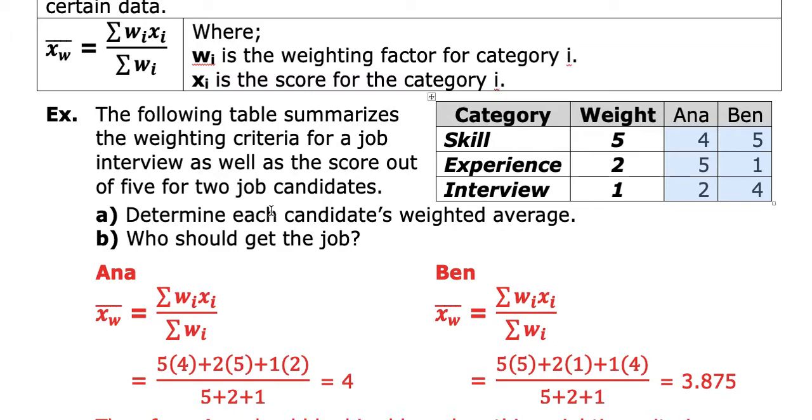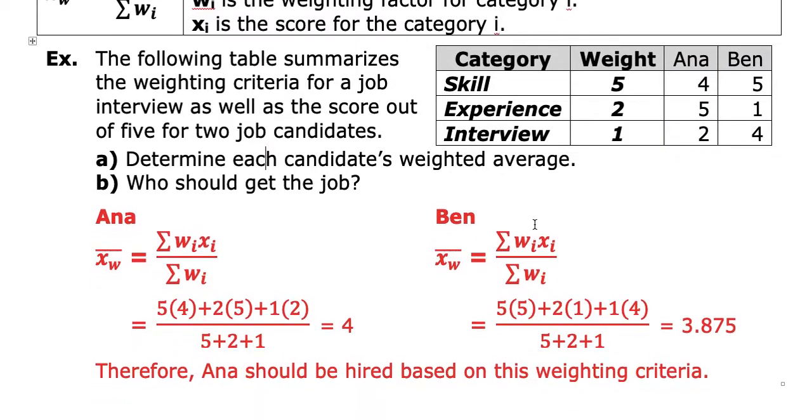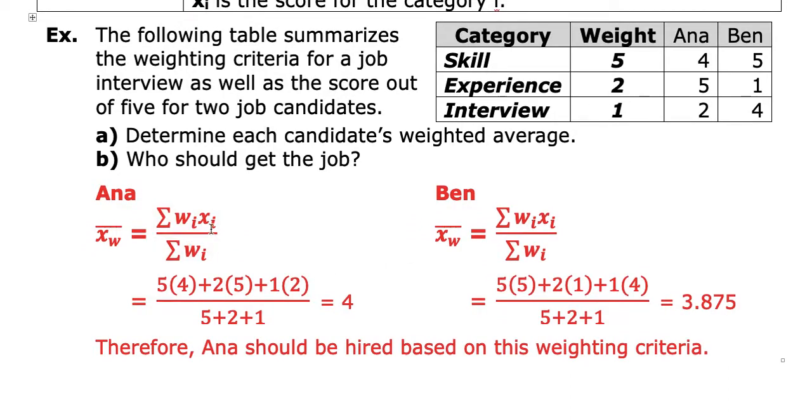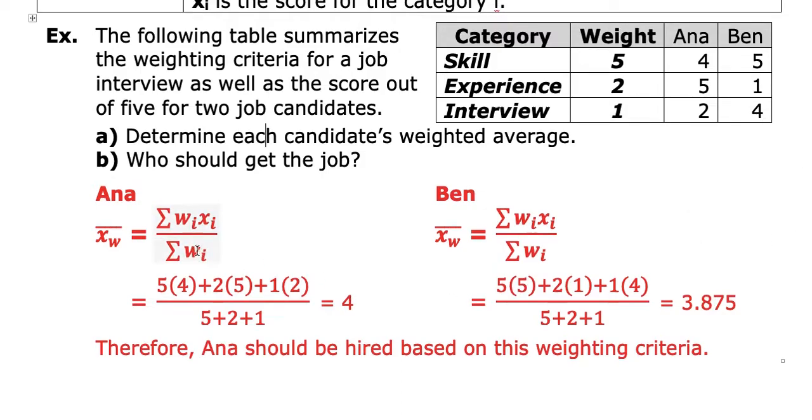What we're going to do is, for each person, determine each candidate's weighted average, applying this formula: the weight times the actual score. So let's go through Anna's first. 5 times 4 plus 2 times 5 plus 1 times 2. That's the weight times the score for each category, divided by the total of the weight. So add the weight for each one.